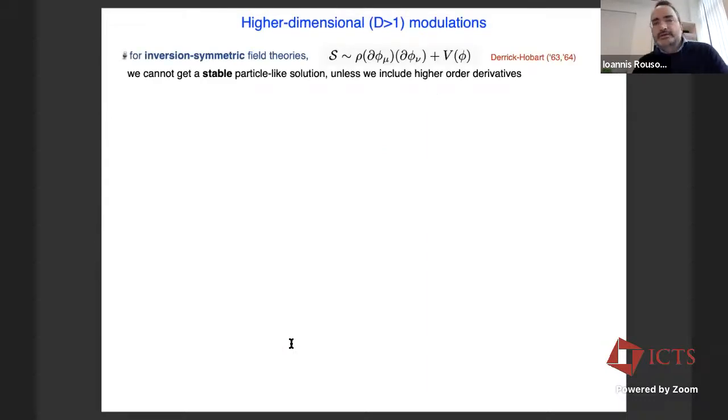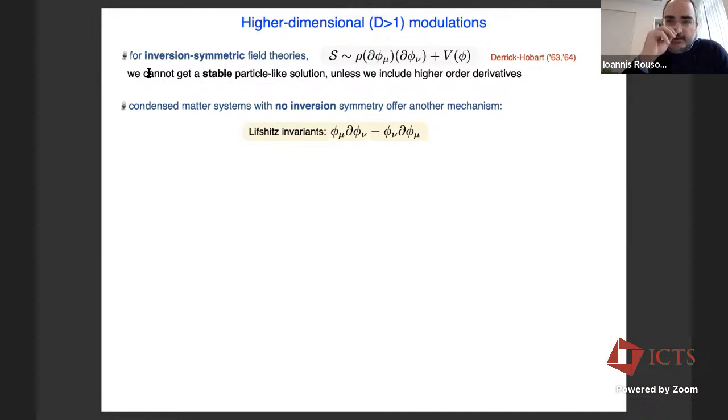Okay, so what about higher dimensional modulations? So there is the picture that if you have inversion symmetric field theories with quadratic spatial derivatives, then there is a theorem by Derrick and Hobart that says that you cannot really get a stable particle-like solution unless we include higher order derivatives. And higher order derivatives are hard to get in condensed matter systems, but instead what you can get in condensed matter systems, which is very standard, is this chiral nature, or absence of inversion symmetry.